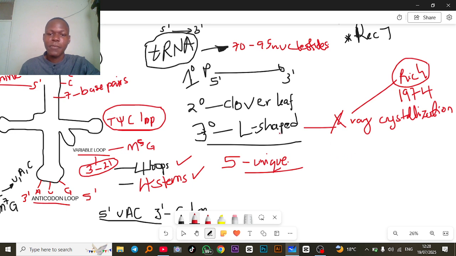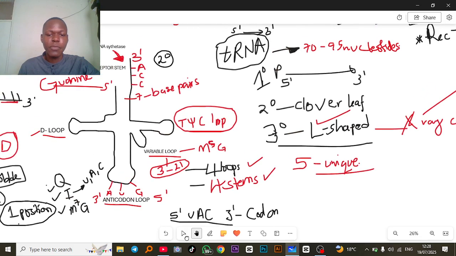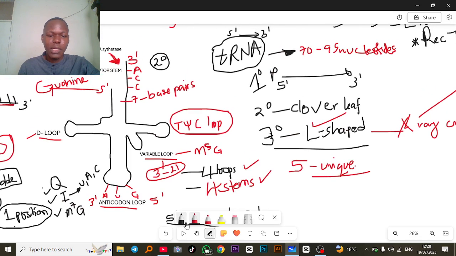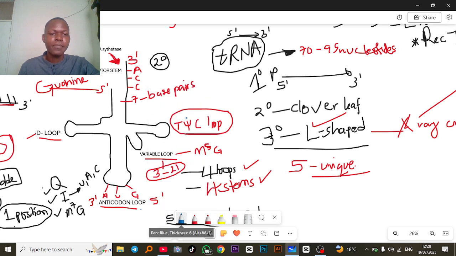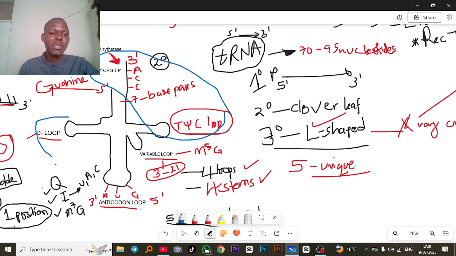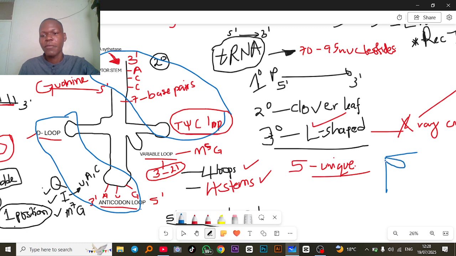And what's the shape of the tertiary structure? We've said it's L-shaped. So how is this L going to be formed? The L shape is going to be formed in this way, in that we shall have, let me change the color here, our T-Psi-C loop interacting with the acceptor stem, and then we have the D loop interacting with the anticodon loop, forming an L shape something like this. This is just simple. Then we have the variable here.